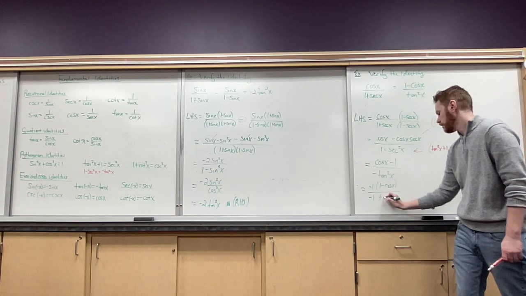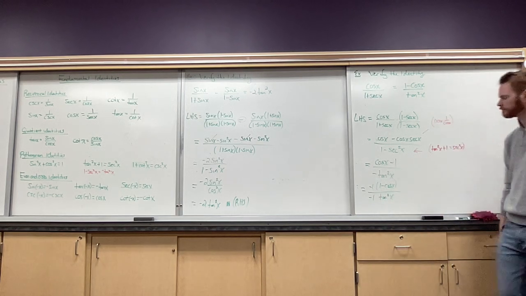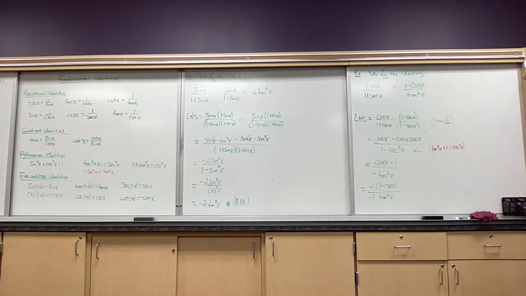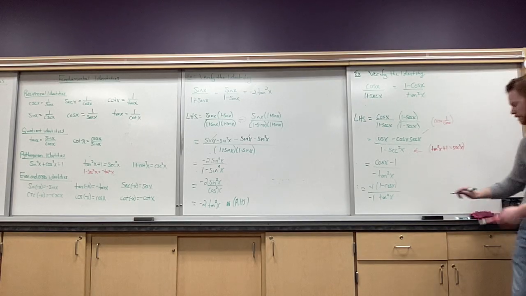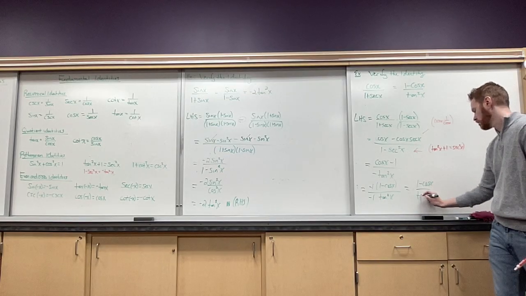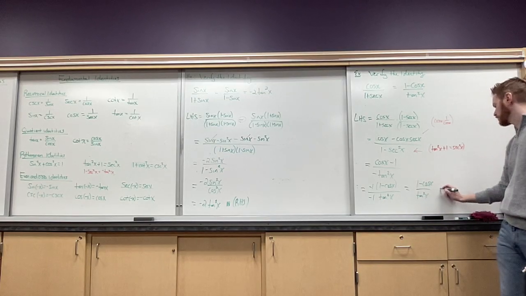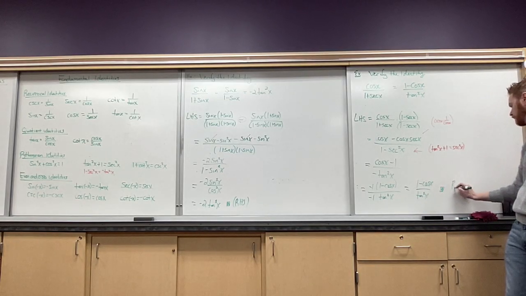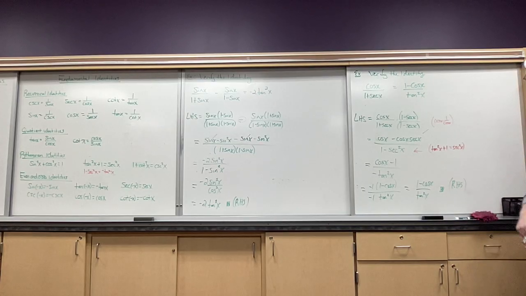We have negative 1 tangent square root of x. And then we can see the negative 1s are going to reduce. So I get what I was looking for. So this is going to be equal to 1 minus cosine of x over tangent square root of x. We did it. Which equals the right-hand side.